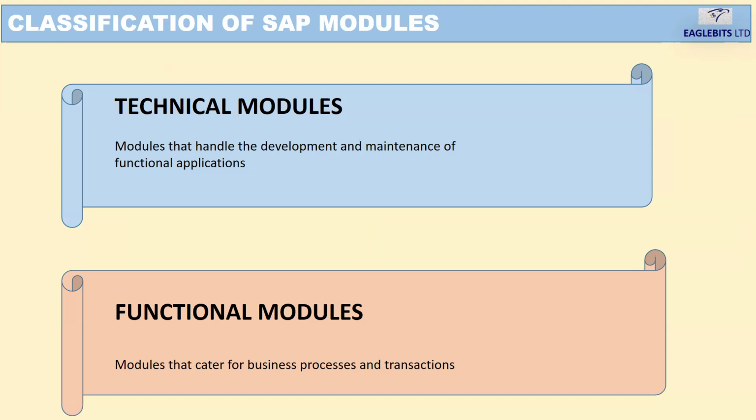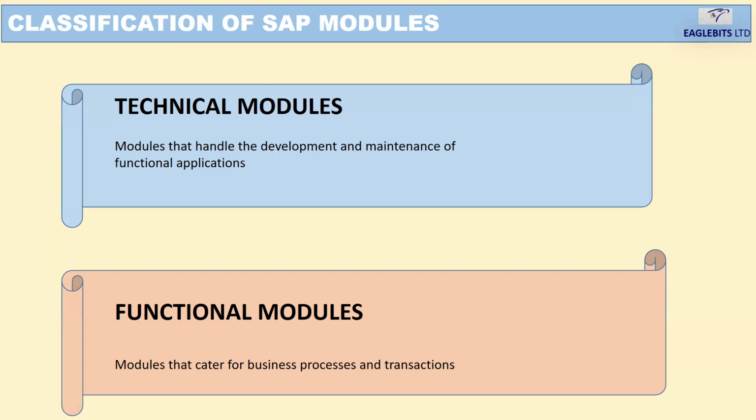The technical modules basically handle the development and maintenance of functional applications, whatever the application is. I talked about the database earlier. I talked about the code as well. The technical modules also take care of things like governance, risk, and compliance. Basically, these are the technical modules. The functional modules cater for business processes. Now, there are varying business processes.